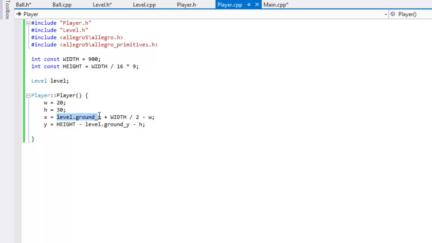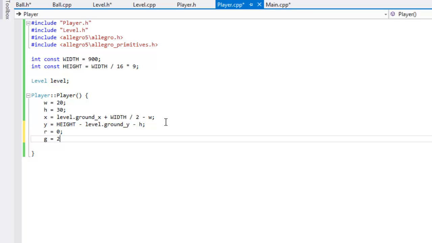It's going to render at level.groundx, which is the bottom of the ground, plus width divided by 2 of our screen, so it's in the center of our screen at the bottom on the ground, and you just subtract the width of the player so that it's completely dead center. Same goes for the Y, but this is just for bugs, honestly.